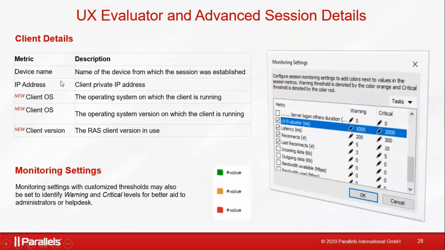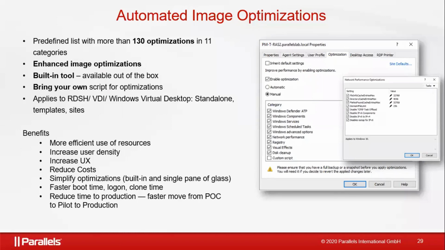And we also include the client OS, which operating system they are using on the client side, which version they are using, and also the client version. Of course, this is only applicable for client-based software. If the user is using the HTML5 browser, then this is unable to capture it. And then for the RAS18, we have the optimization.